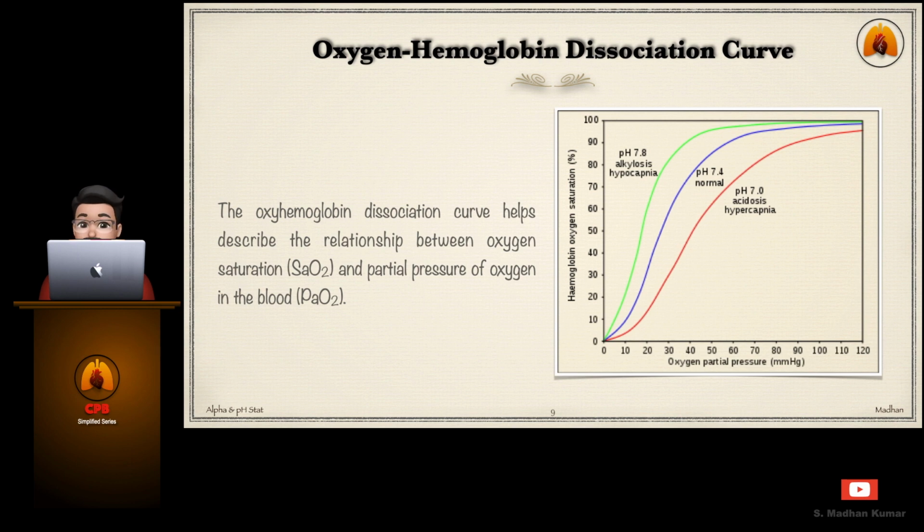The oxyhemoglobin dissociation curve is a vital tool for comprehending how blood transports and releases oxygen. It helps to describe the relationship between oxygen saturation, which is the percentage of hemoglobin bound to oxygen, and partial pressure of oxygen in the blood, which is the amount of oxygen dissolved in the blood.